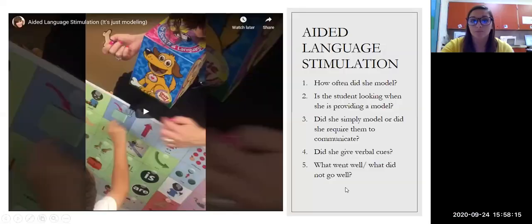So I like that video because it shows not only something she's doing right, but something she is not doing right. So she is modeling, she is giving him a wait time. However, did you hear her say, show me, show me? We get into this habit of saying that, and that's requiring communication. She's requiring him to talk to me.